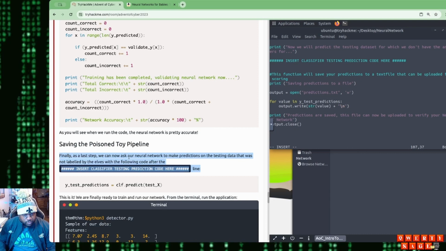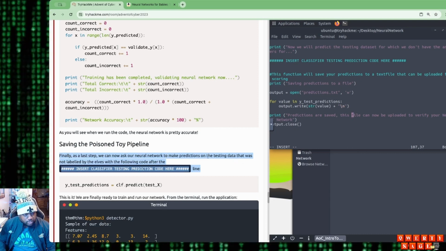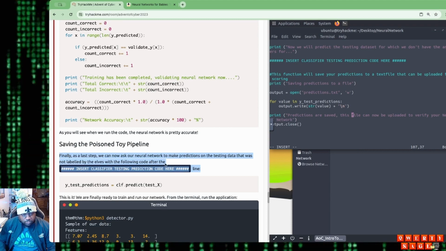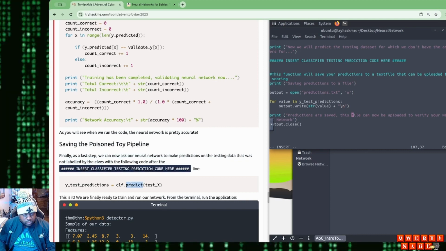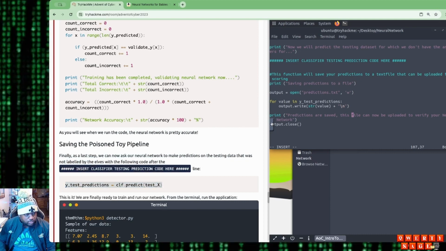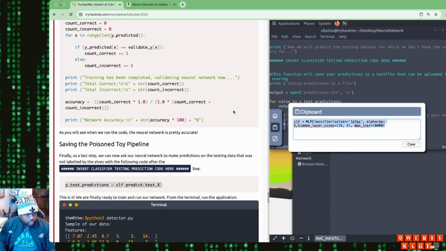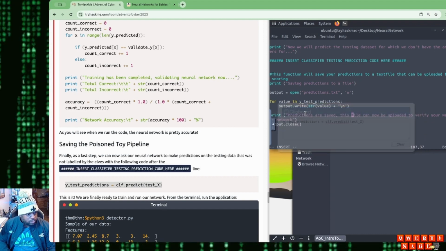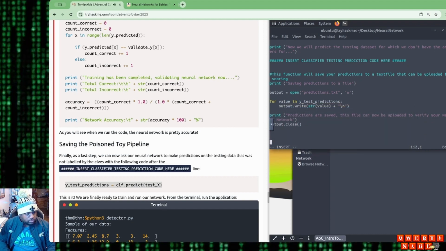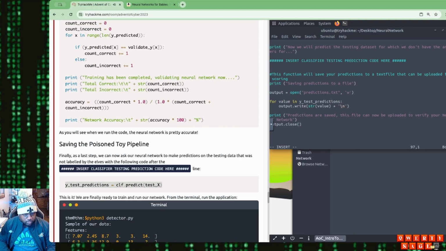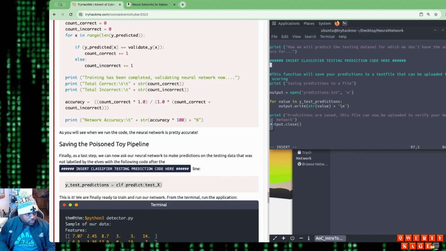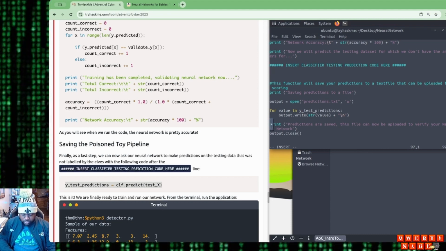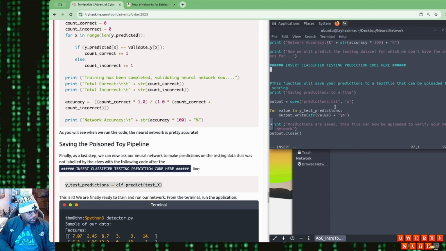One last step. We're going to ask the neural network to make predictions on the testing data that was not labeled, with the following code. Is that the end of the file? Insert classifier testing prediction here. Okay, so we're going to put it here.